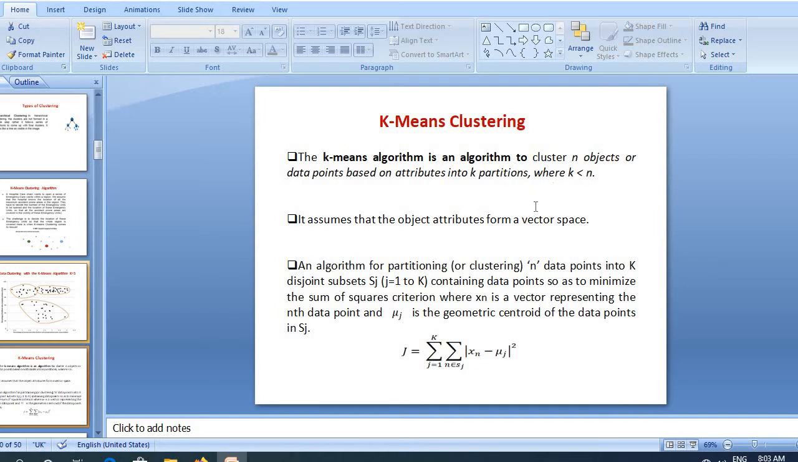So we are assuming that the input data or the objects form an input vector space. What the algorithm does is actually this. See this formula. This algorithm tries to minimize this equation. And what is the meaning of this equation? This equation means that if we are provided with n data points, we are going to cluster them into k subsets in such a way that the sum of squares criterion is minimized.